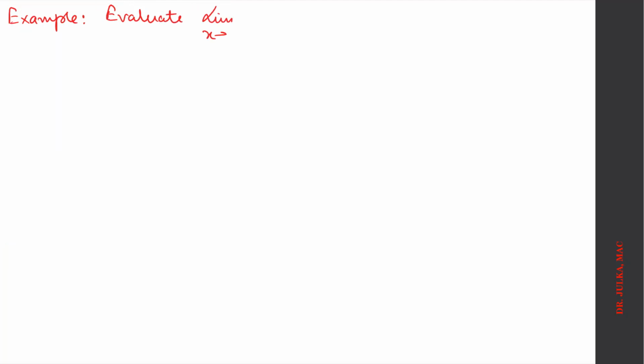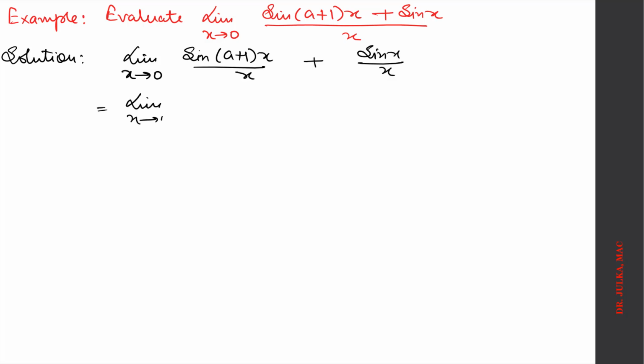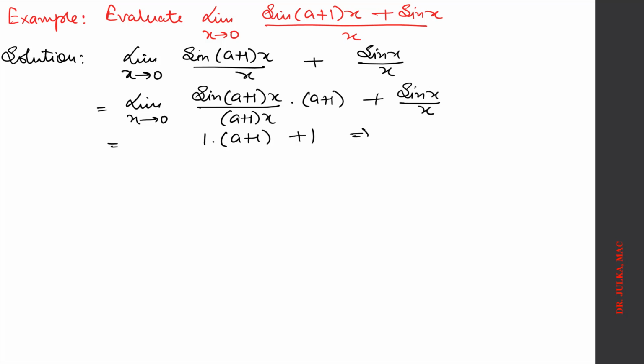Next example. Limit x tends to 0, (sin((a plus 1)x) plus sin x) whole divided by x. First we separate this. We say limit x tends to 0, sin((a plus 1)x) whole divided by x plus sin x upon x. In the first part, we will divide by (a plus 1) and multiply by (a plus 1). And the second part remains same. And now we know that limit x tends to 0, sin x upon x equals to 1. So the answer is a plus 1 plus 1. So the answer is a plus 2.